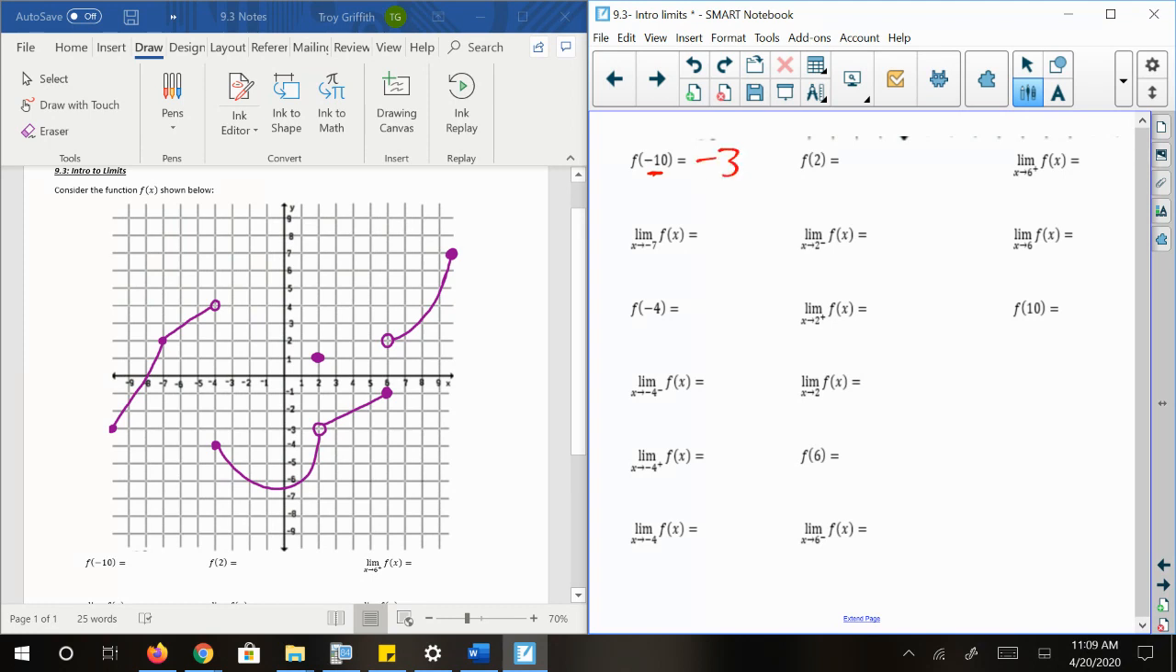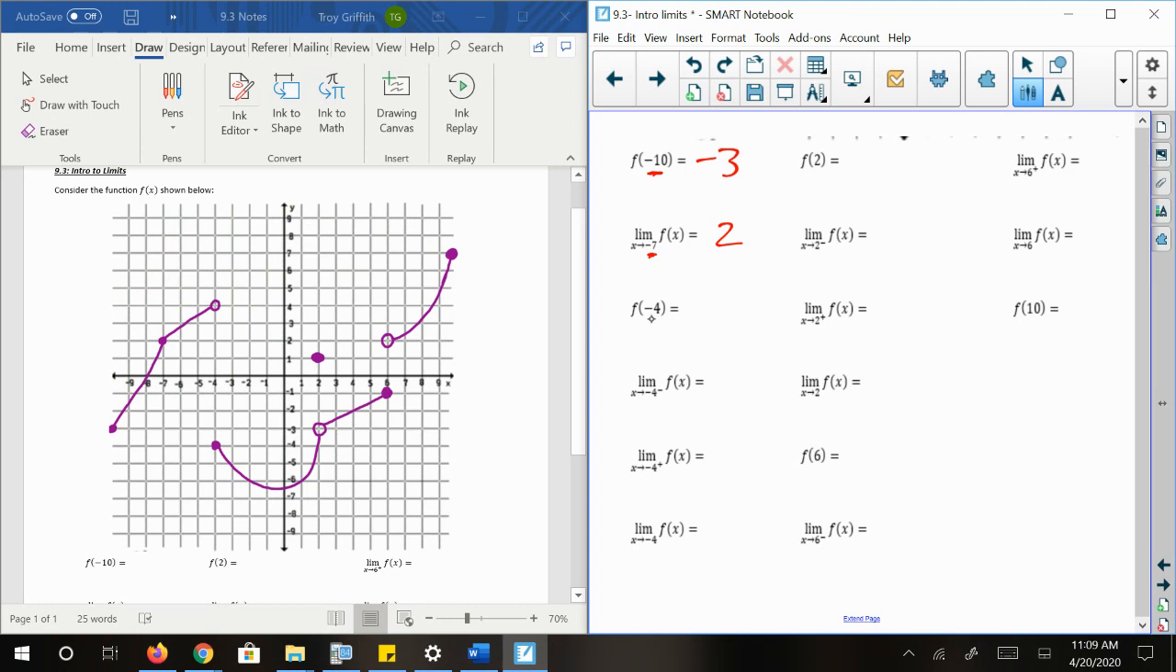All right, next up, the limit as x approaches negative 7. We'll work our way down this way, and then we'll come over to these other columns. Remember, for a limit to exist, we must approach the same value from either side. As we approach negative 7 from the left, we're approaching a y value of 2. From the right, we're approaching a y value of 2. Because those match, this limit is 2.